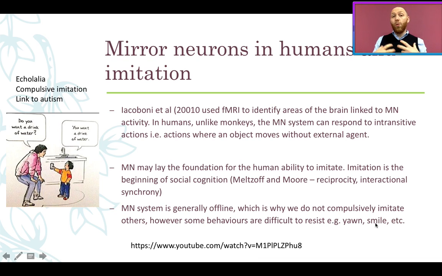Now, some behaviours we do find really difficult to prevent ourselves from imitating, even if we don't have echolalia, and that's things like yawning and smiling. If someone smiles at you, it's really hard not to smile, though I suspect perhaps you aren't right now.